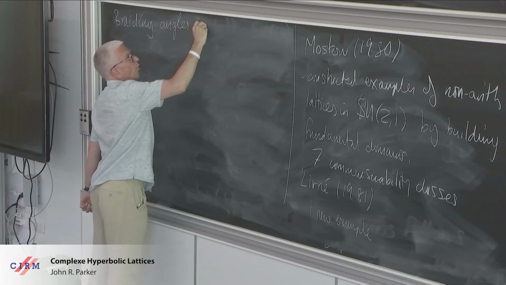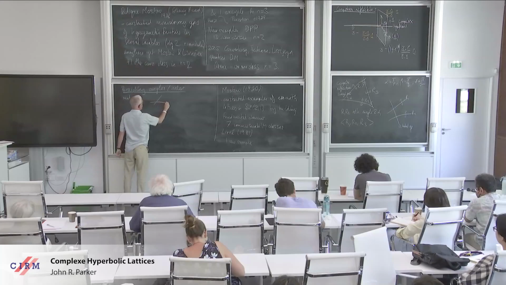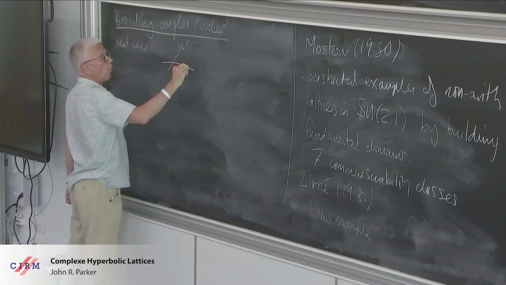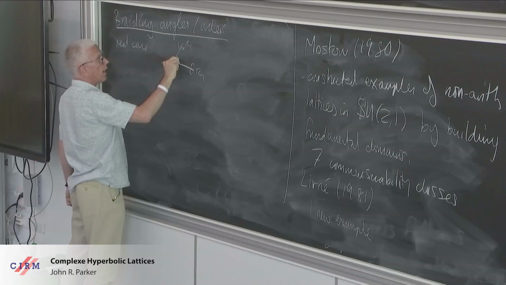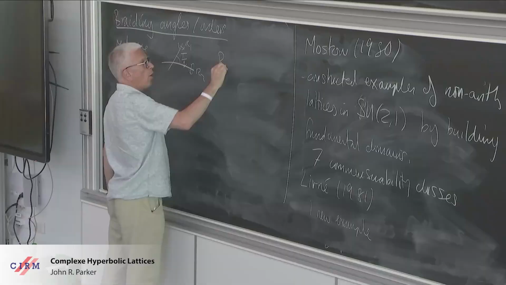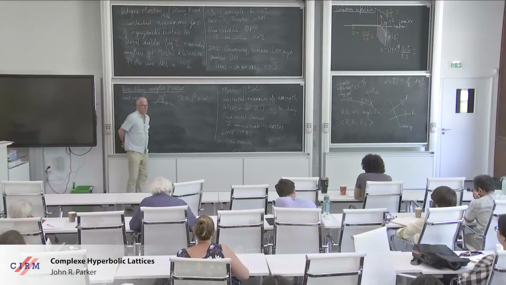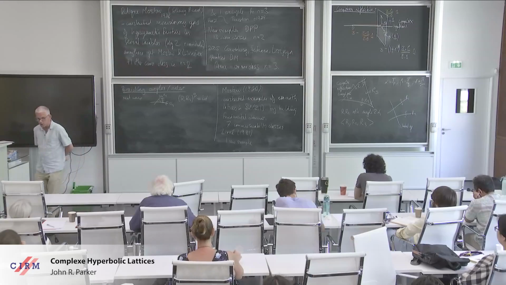So let's just motivate ourselves with the real reflections again. If I have two reflections, R1 and R2, and I have an angle here, I think I'm going to put a Q there. Then we know that (R1 R2)^Q is the identity. Good, we discovered this right at the start of the talk.